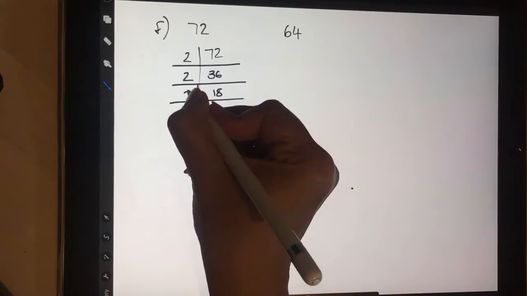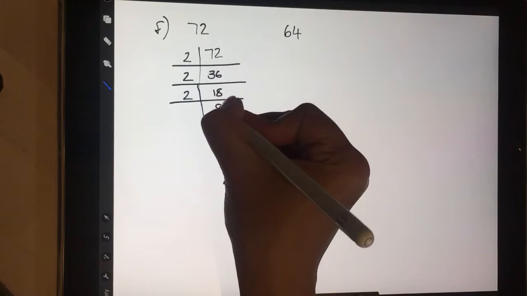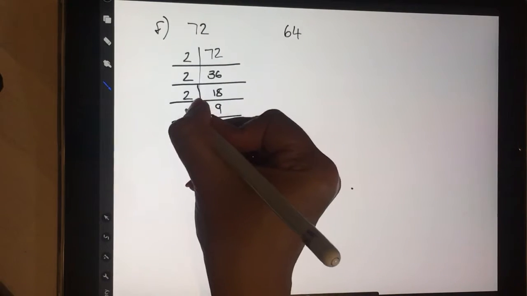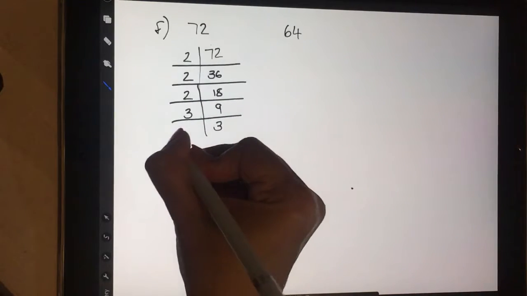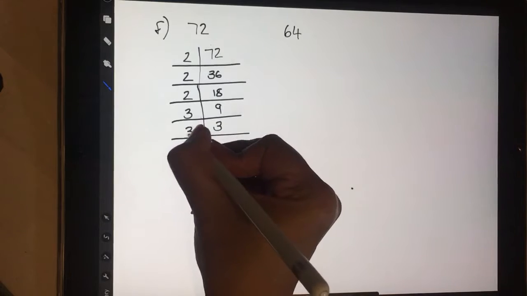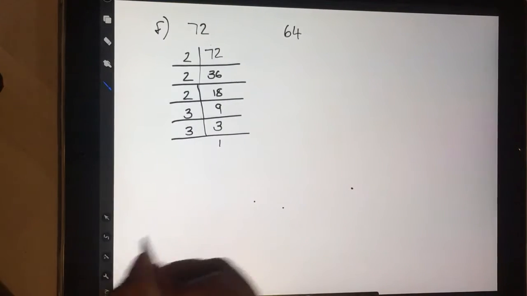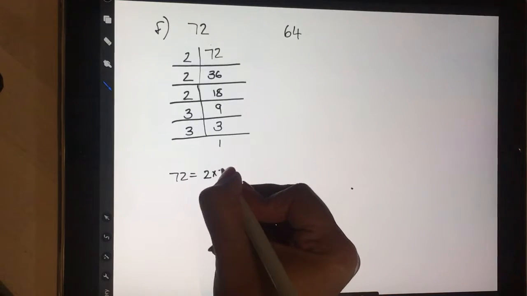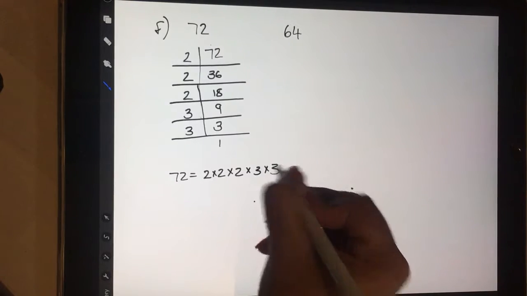The smallest prime number that can divide into that one is 2. 18 divided by 2 is 9. The smallest prime number to divide into 9 is 3. 9 divided by 3 is 3. And last but not least, 3 can only divide into itself, giving 1. When you see the 1 there, you know that you are finished. Then you have 72 is equal to 2 times 2 times 2 times 3 times 3.